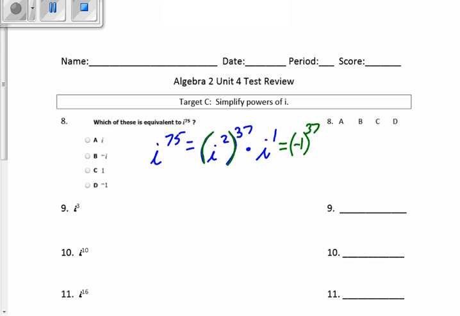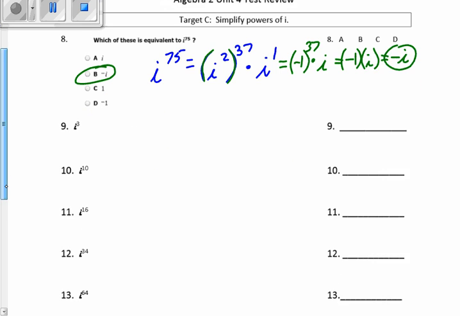And we have i left over. -1 to the 37th power, you can do that with your calculator. But any odd power, -1 to any odd power is -1. If it's an even power, it's going to be +1. We have -1 times i is -i, which is b. So we're going to incorporate this into every one of these problems.